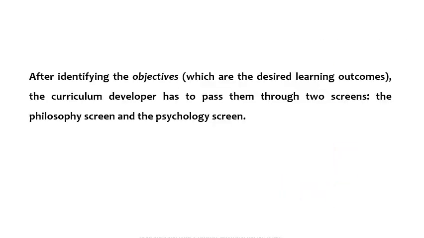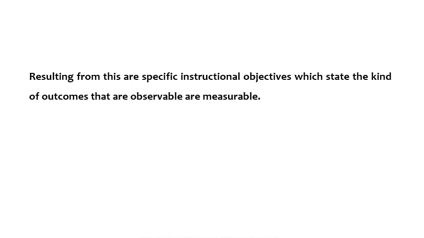After identifying the objectives, which are the desired learning outcomes, the curriculum developer has to pass them through 2 screens: the philosophy screen and the psychology screen. Resulting from this are the specific instructional objectives, which state the kind of outcomes that are observable and measurable. The next step is the selection of educational experiences which enable the attainment of the stipulated objectives.